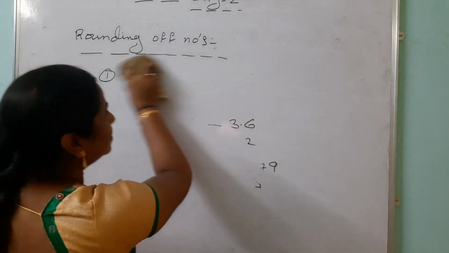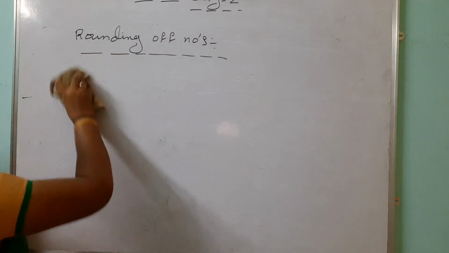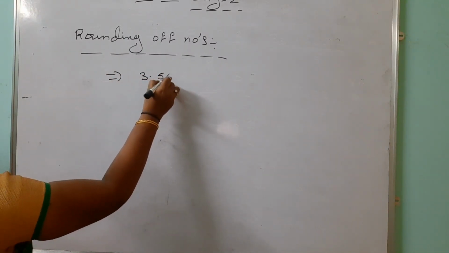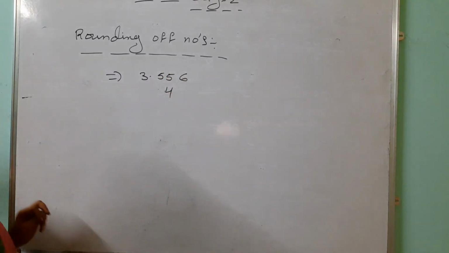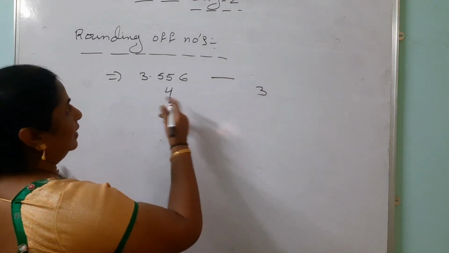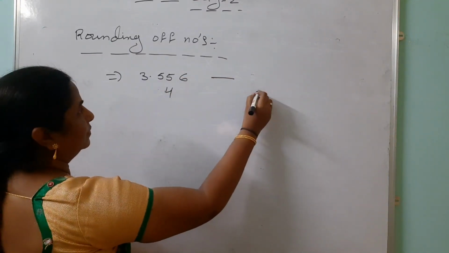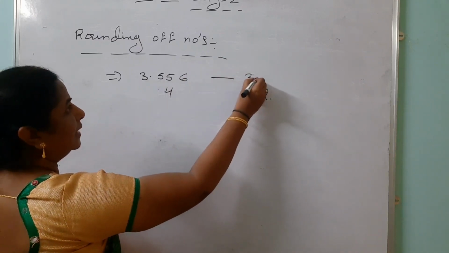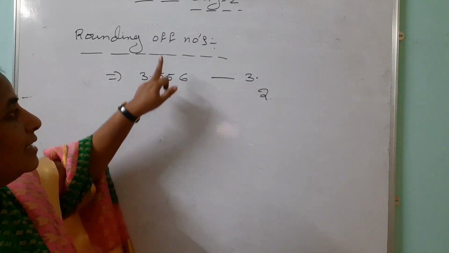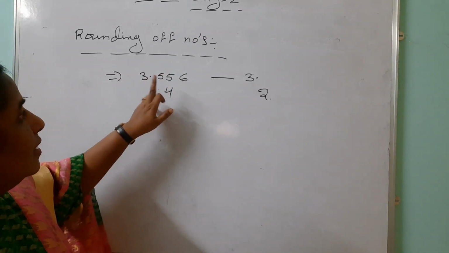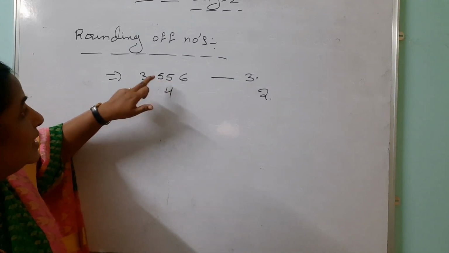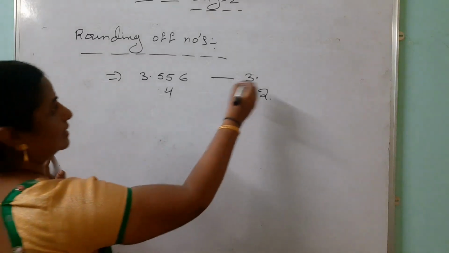Suppose it is equal to 5. Look, we are taking a few more examples. 3.556. How many significant figures are there? 4 significant figures. We want to bring it to 3. See, this 5 is the omitted digit. It is equal to 5. It is not greater than 5, not less than 5, it is equal to 5. The preceding digit is an odd number. If the preceding digit is odd, our answer is 3.6.